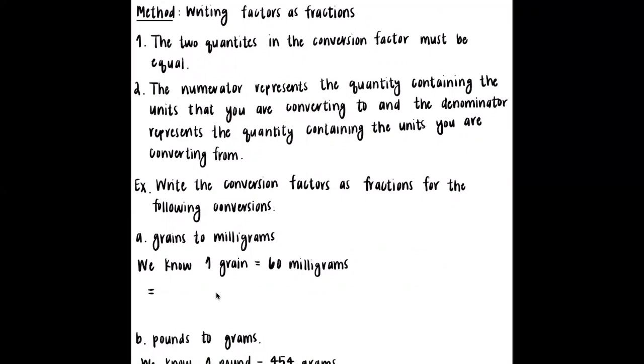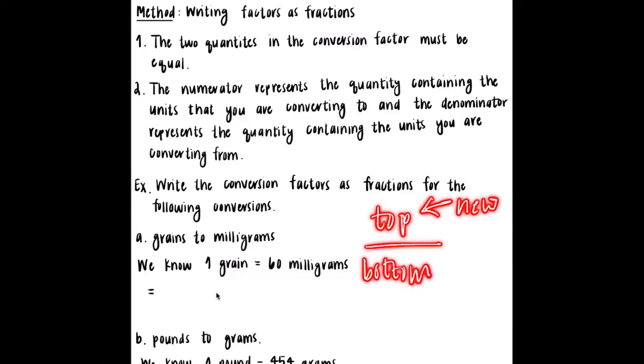Now we can see that the numerator represents the quantity containing the units that you are converting to. So the top, the numerator, is the desired unit. This is the new unit. That's what you want your answer eventually to be expressed in. The bottom, the denominator, is what you're converting from. That's the old unit, what you're originally given.